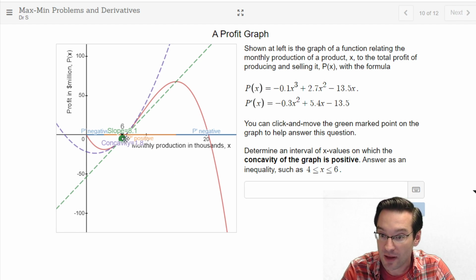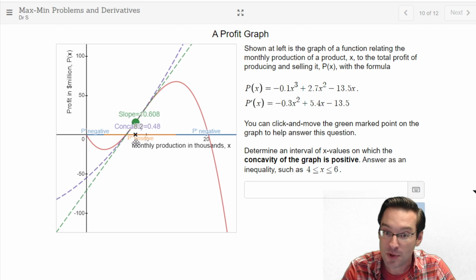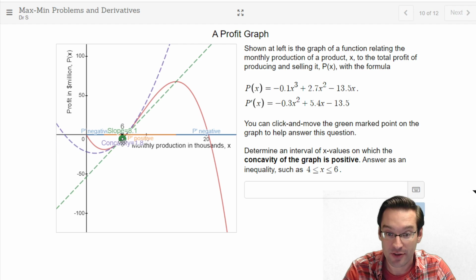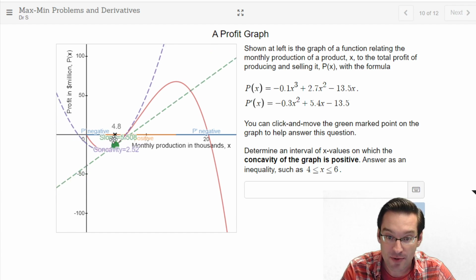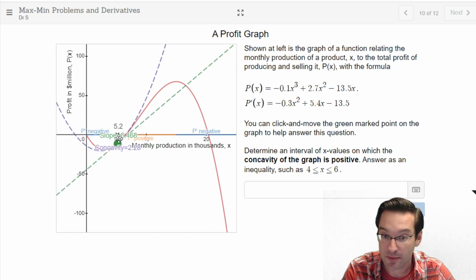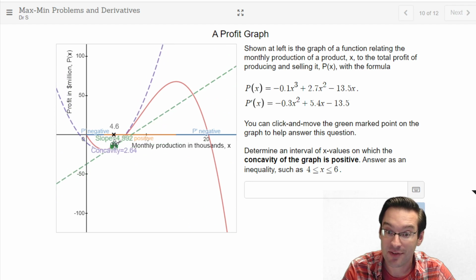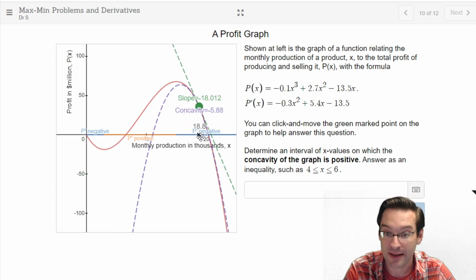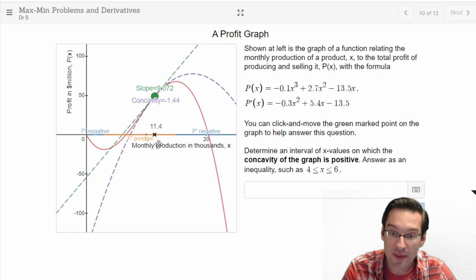So to do that, what I want to ask you about is find me an interval of x values on which the concavity of the graph, as reported by this little tool, is positive. So see if you can come up with an estimate for that. So the first thing we notice is, roughly speaking, on the left side of this graph is where we find positive numbers for this concavity, right? That my tangent parabola is opening upwards on the left side of this graph, whereas on the right side of this graph, my tangent parabolas are all opening downward. So we would say we have negative concavity, right?